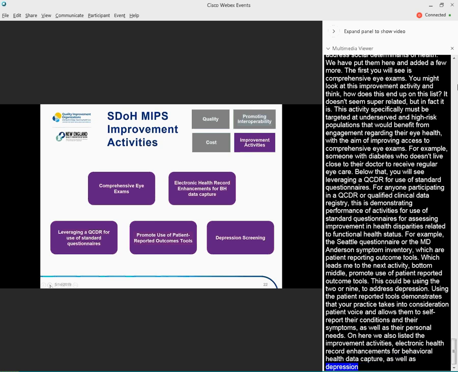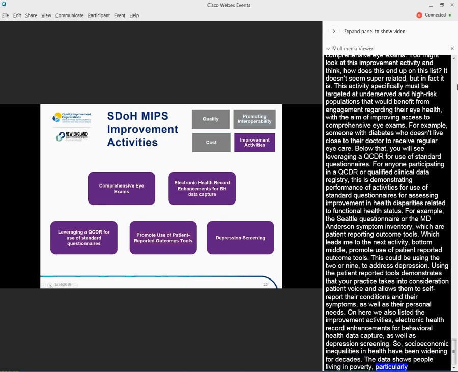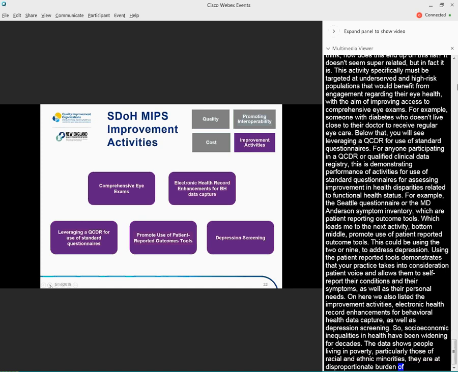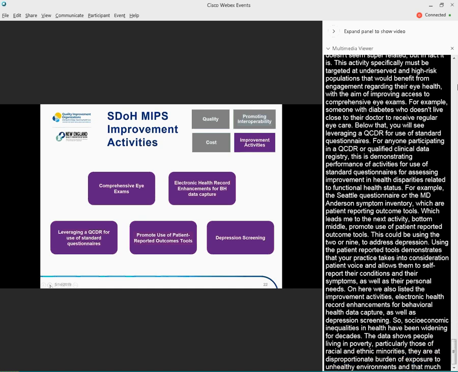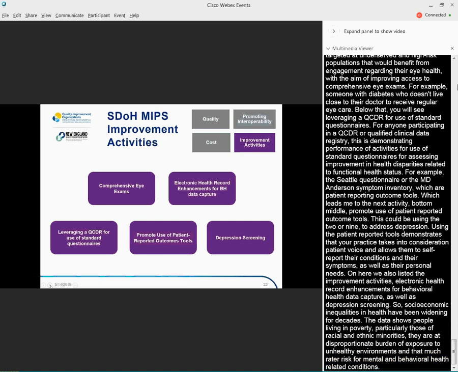In the United States, the data consistently show that people living in poverty, and particularly those of racial and ethnic minorities, bear a disproportionate burden of exposure to unhealthy environments and are at a much greater risk for mental and behavioral health-related conditions. So it's because of this that it's so critical to screen patients for any behavioral health conditions or symptoms so that they can be addressed early enough and interventions can be put into place for that person.